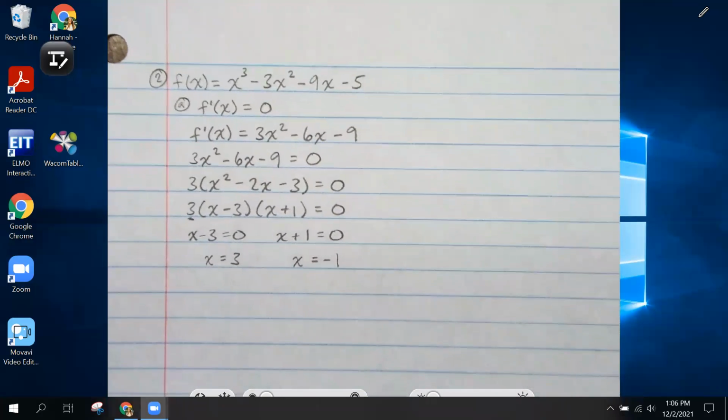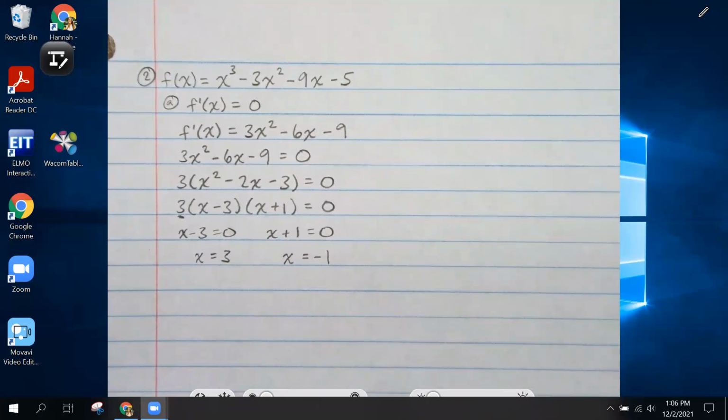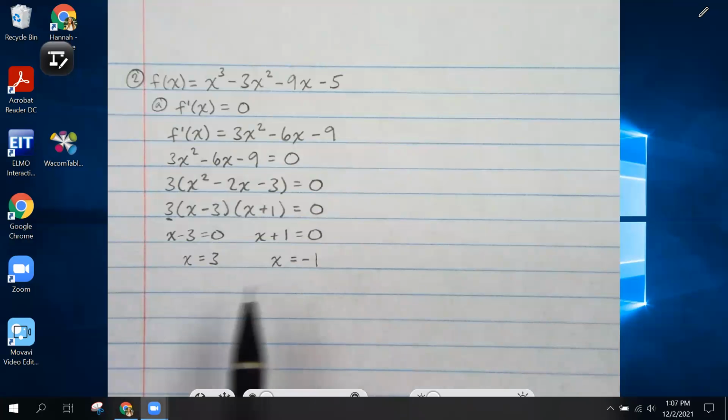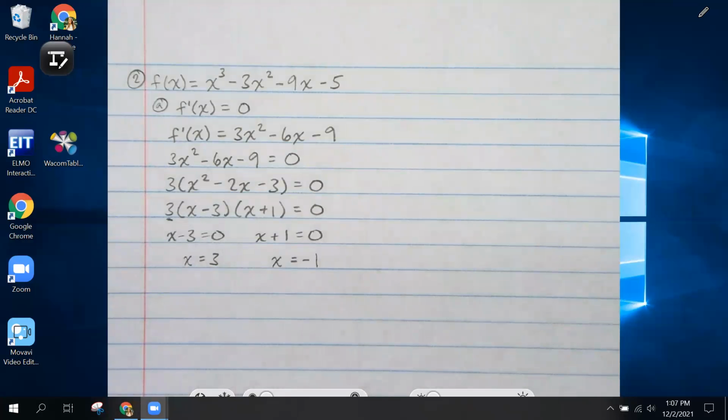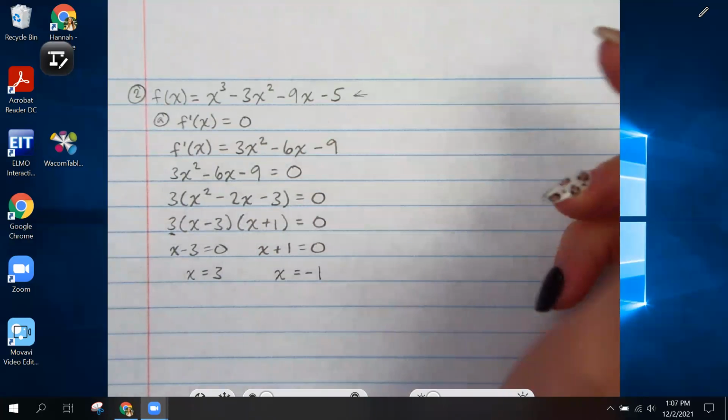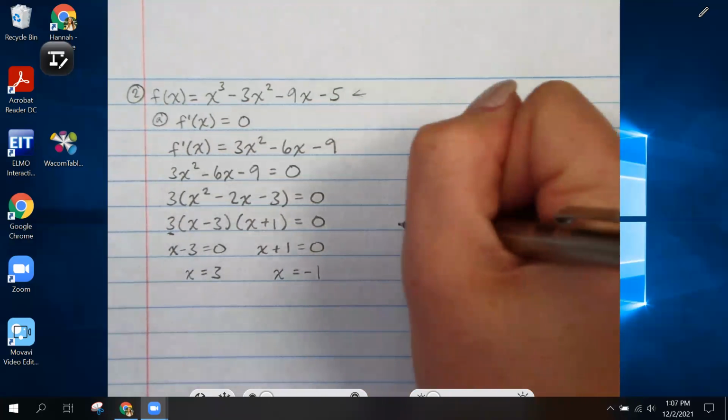I'm not sure exactly if she wants the points, which would be the x and y coordinates for each of these or not. I went ahead and found them. That's up to you. I also went ahead and found which one was a maximum and which one was a minimum. But because the question is only asking for critical numbers, it's not asking for minimums and maximums, I think this would be sufficient. If you wanted to find the y values that went with it, you would plug it back into the original function.